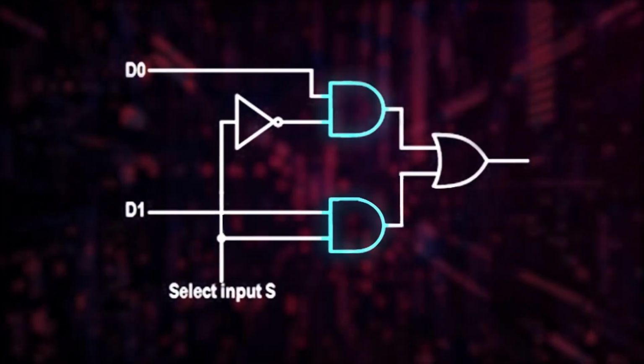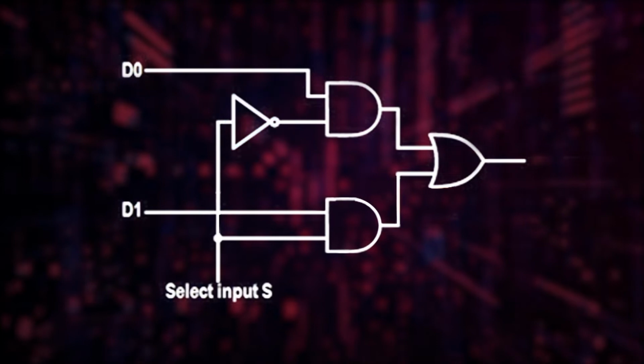Okay. From the expression Y equal to S' D0 plus S D1, which is the output expression, the logic circuit of 2 to 1 multiplexer can be implemented. It consists of two AND gates, one NOT gate and one OR gate.